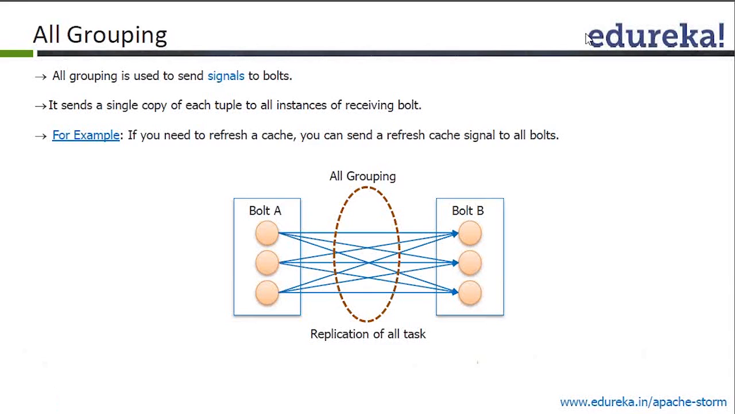This is the grouping wherein you are sending each tuple to each bolt instance altogether, right? So everything is sent to everything. It is typically called broadcasting, right? Now, my point is, why do you think you should do a broadcasting?